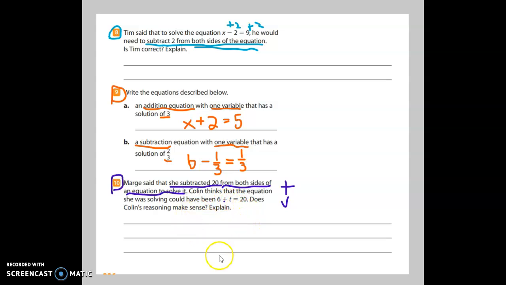So that's what you would have to explain down here, is that Colin is right. It does have to be an addition equation because she subtracted, so you had to do the opposite. But it would be more like t plus 20 equals 6, because that 20 would have to be with the variable. With it written this way, this means that 6 would be what you're subtracting, not 20. Hope this video helped.